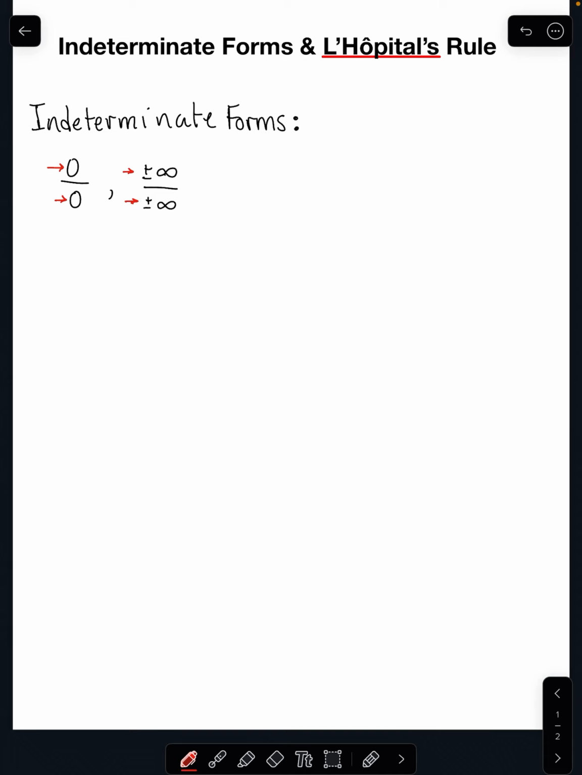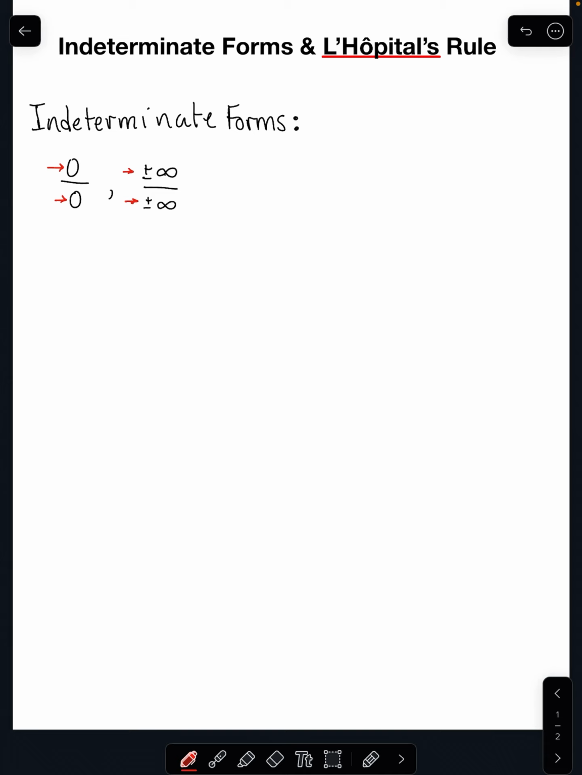And the reason is that when the numerator of a fraction approaches 0, that means the value of the fraction is getting smaller and smaller and smaller. But when the denominator is approaching 0, that makes the value of the fraction bigger and bigger and bigger. So you have the numerator and denominator fighting for control, where one of them is trying to make the fraction very, very small, while the other is trying to make it very, very big.